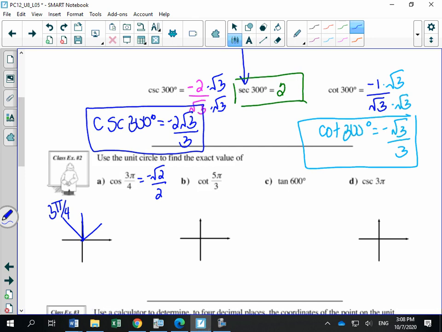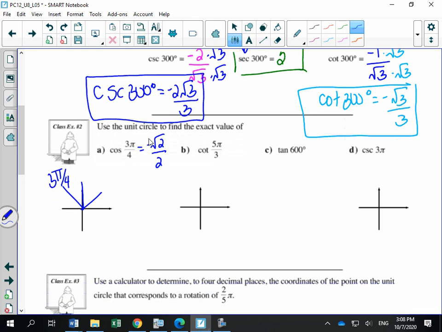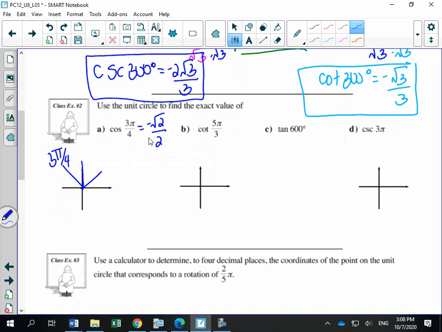Okay, the cotan of 5 pi over 3. So you're going to say to yourself, well, cotan of 5 pi over 3, I'm not quite sure of, but I know that cotan is the reciprocal trig ratio for tan. So the tan of 5 pi over 3, I could find.